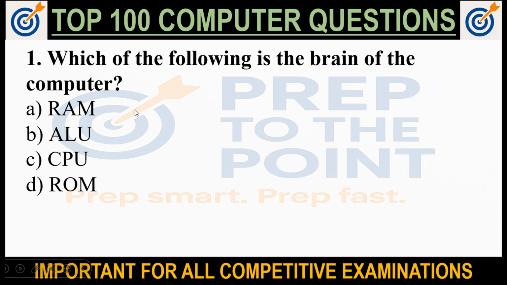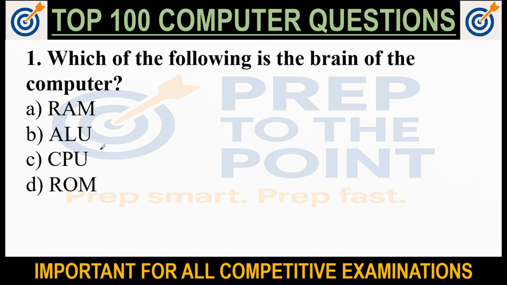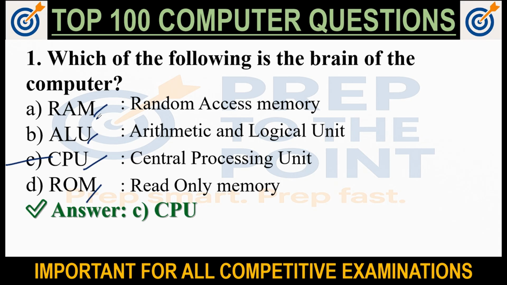Which of the following is the brain of the computer? Option A, RAM. Option B, ALU. Option C, CPU. Option D, ROM. The answer is CPU. Here RAM stands for random access memory, ALU stands for arithmetic and logical unit, CPU stands for central processing unit, and ROM stands for read-only memory.